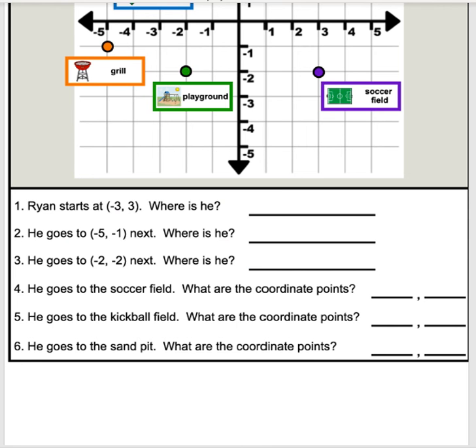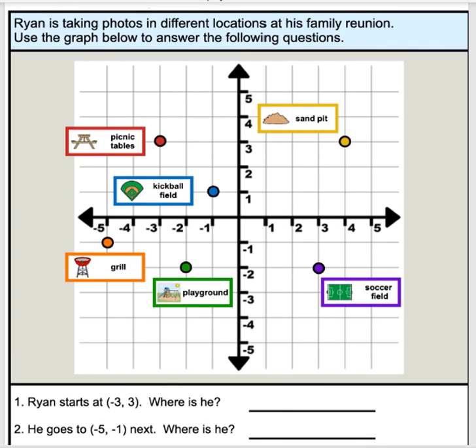Now we're going to look at a different type of graph. We're going to be looking at a coordinate graph. So let's read our problem. Ryan is taking photos in different locations at his family reunion. Use the graph below to answer the following questions. So this graph right here that you see is a coordinate graph.